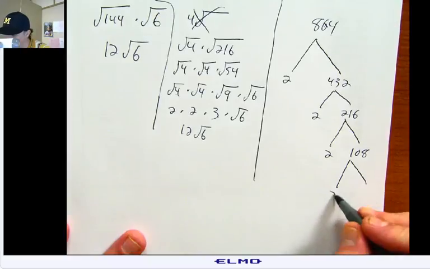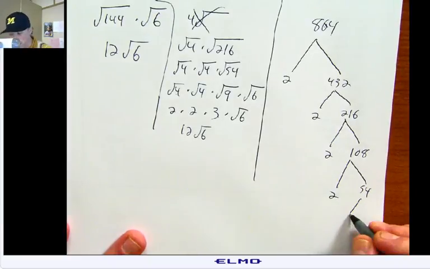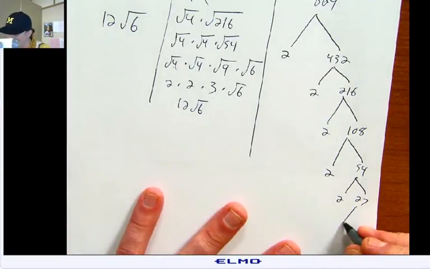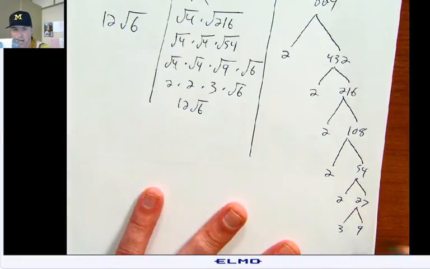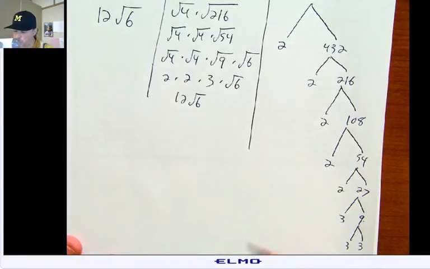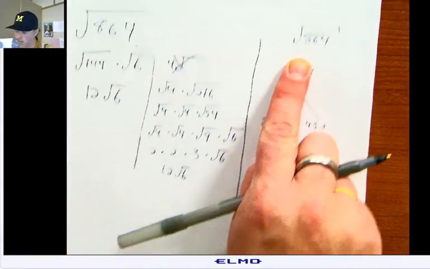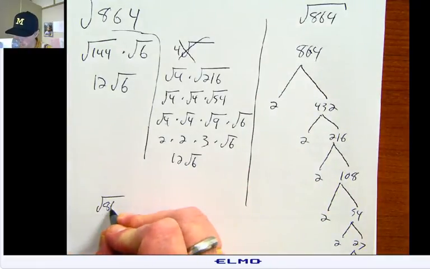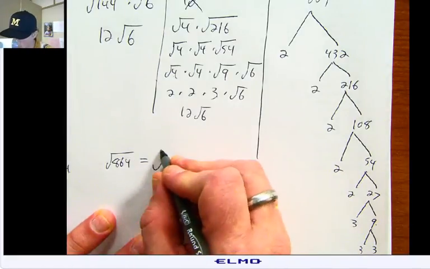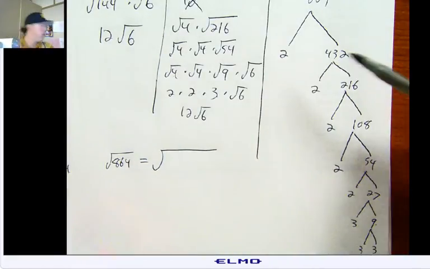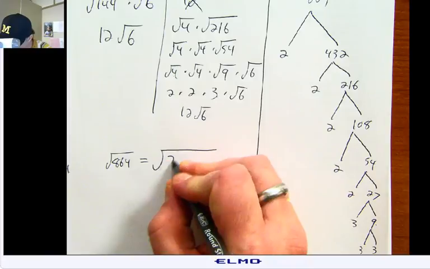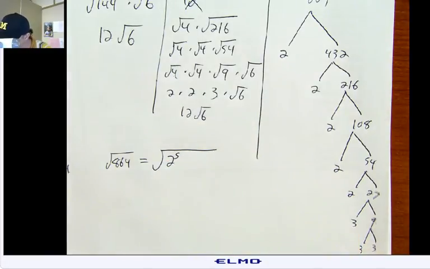108, that's even, so it's divisible by 2. 54, that's even, so that's divisible by 2. 27, that's odd, so it's not, but it is divisible by 3. 3 and 9, and then 9 becomes 3 and 3. So another way of looking at square root of 864, according to my prime factorization tree, is the same thing as, I have 2, 2, 2, 2, 2, that's 5 2's, so 2 to the 5 and 3 to the 3.